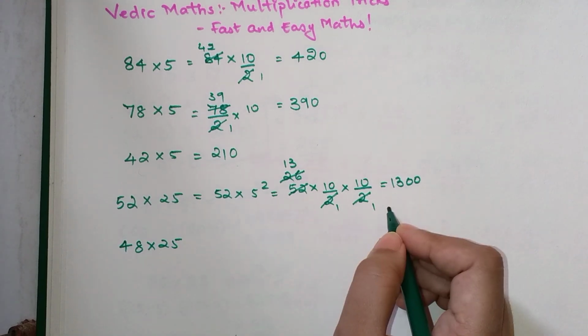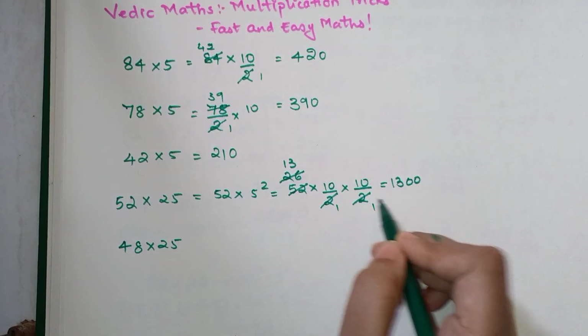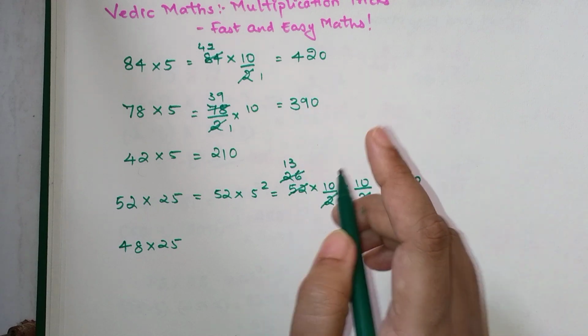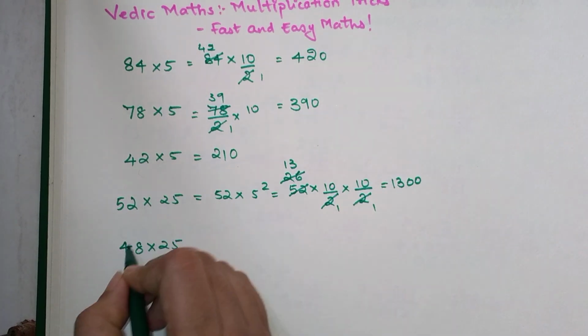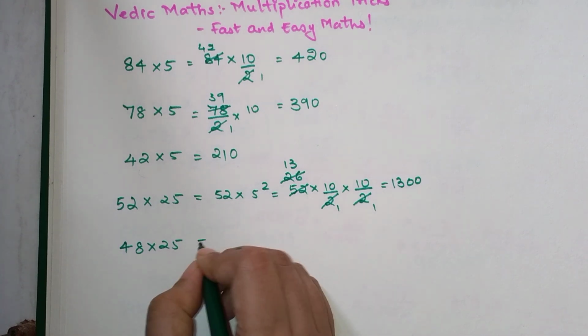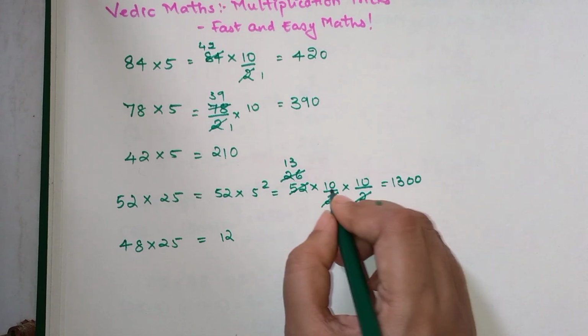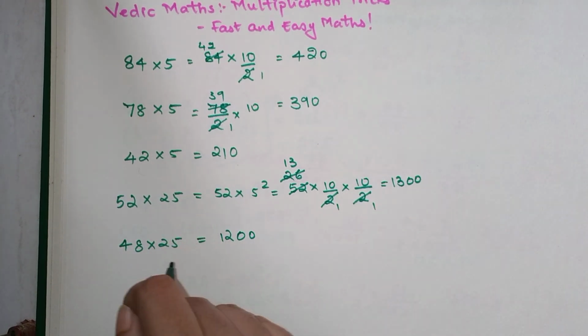Now I'm not going to show you all this. I'm just going to simply divide by 4. Why 4? Because if you look over here, I divided 52 by 2 once, and then again I divided that answer by 2 again. So basically 2 into 2. So here if I divide 48 by 4, my final answer is directly 12, and then it gets multiplied by 100. So my final answer is 1200.